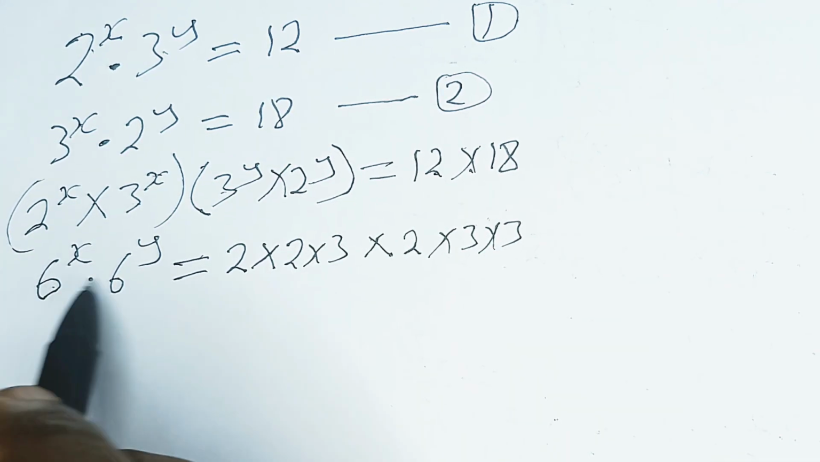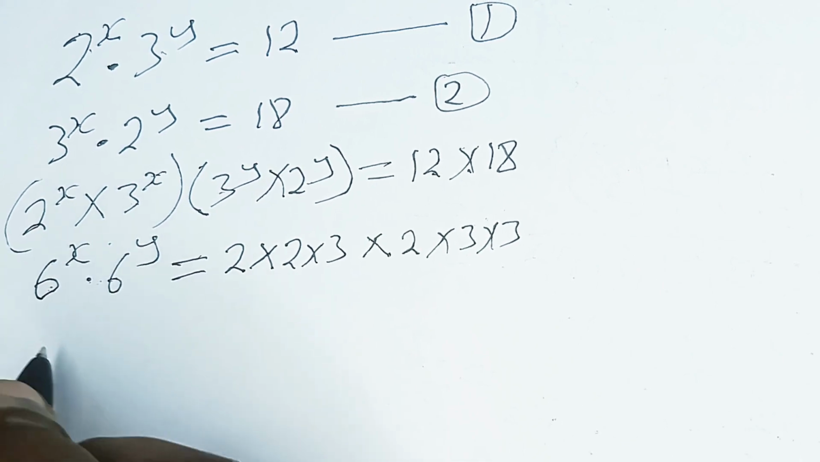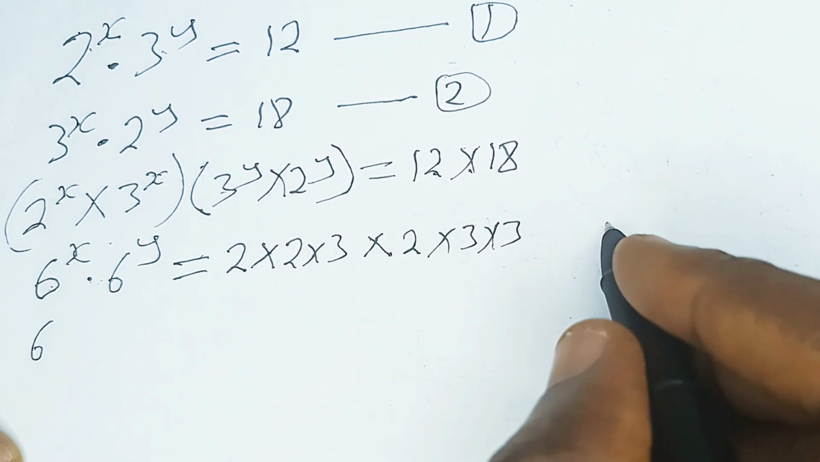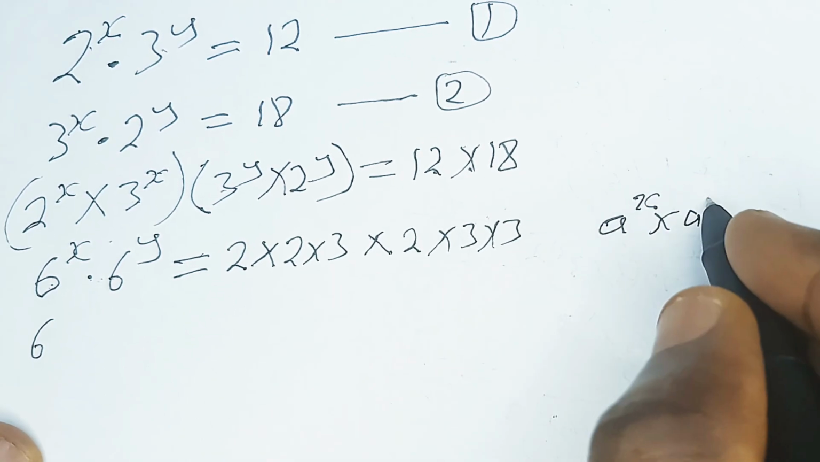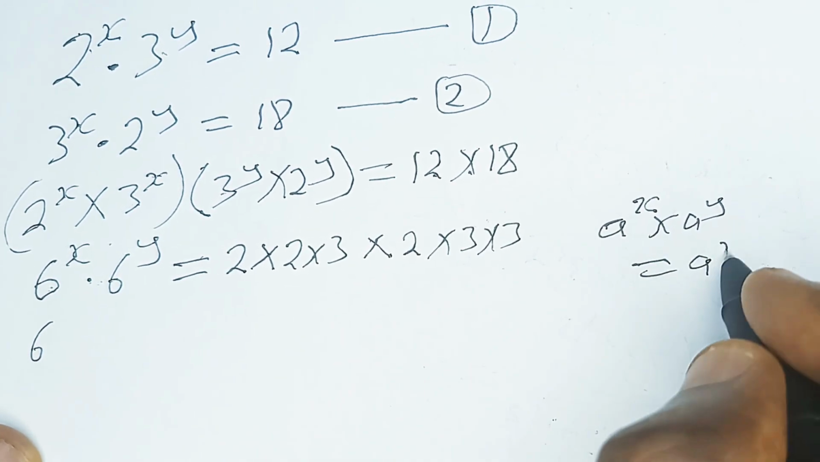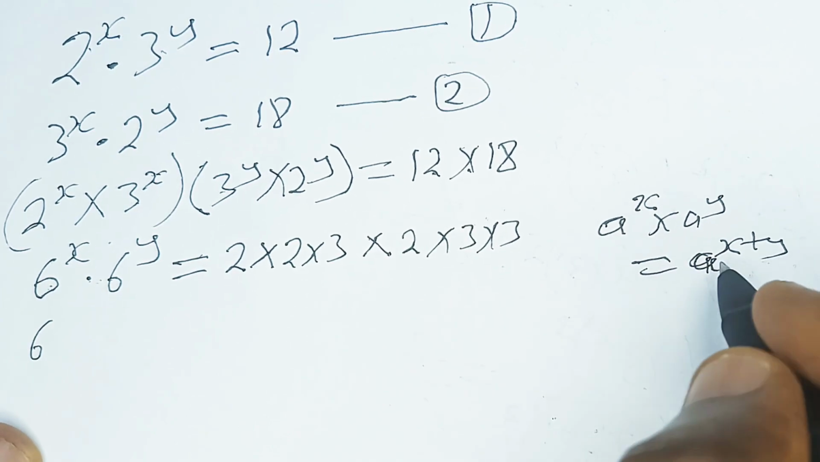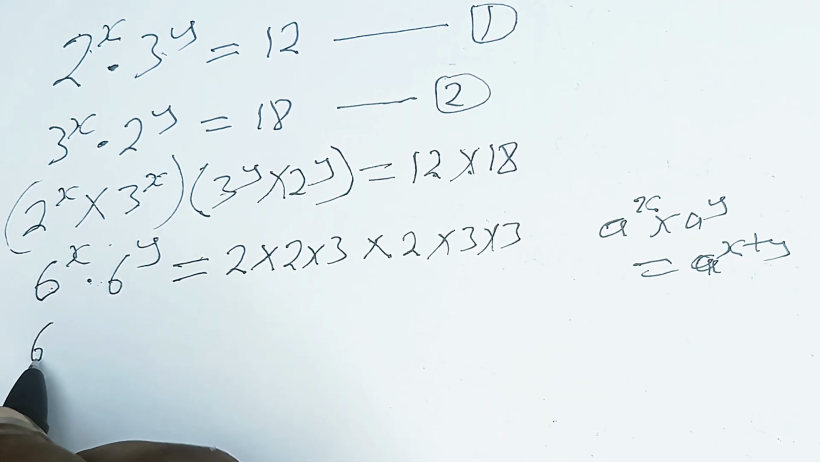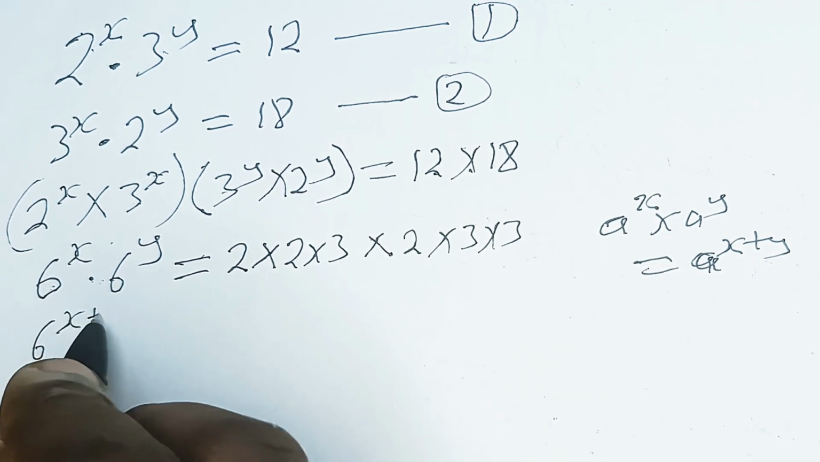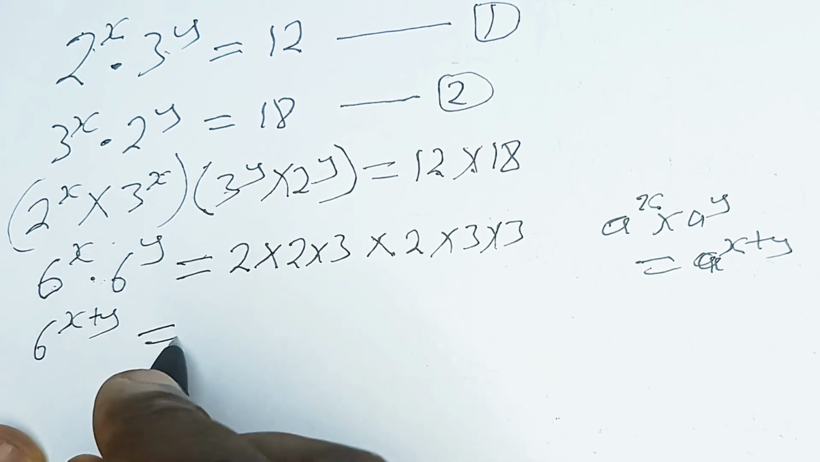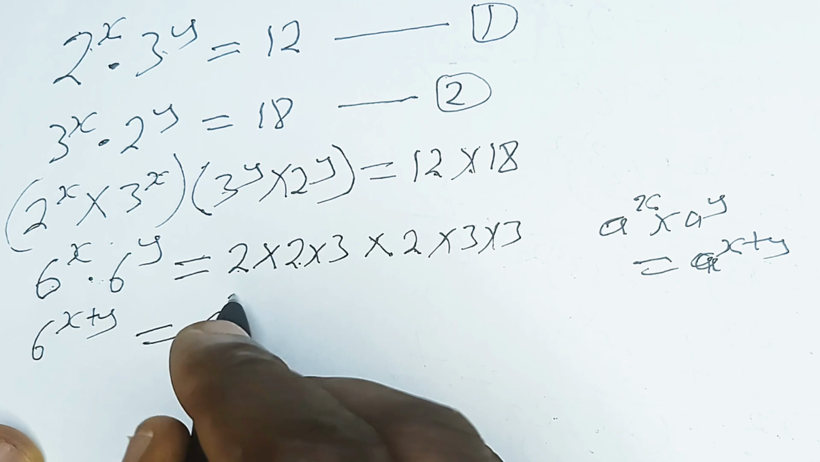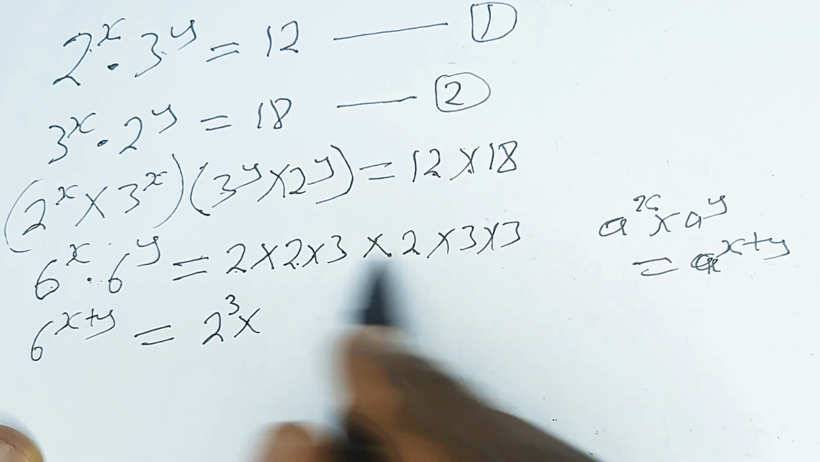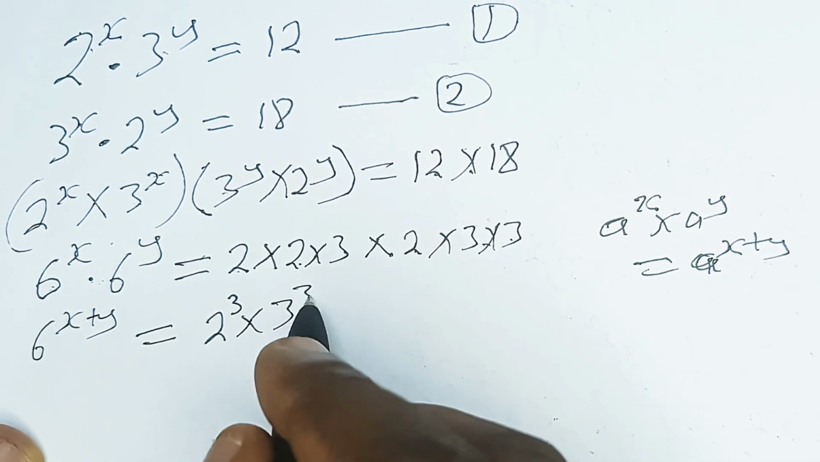Now, bring it together. Multiplication means you add the powers. So, recall that a raised to the power x times a raised to the power y means a raised to the power x plus y. So let's apply that here. That will be 6 raised to the power of x plus y is equal to 2 to the power of 3 times 3 to the power of 3.